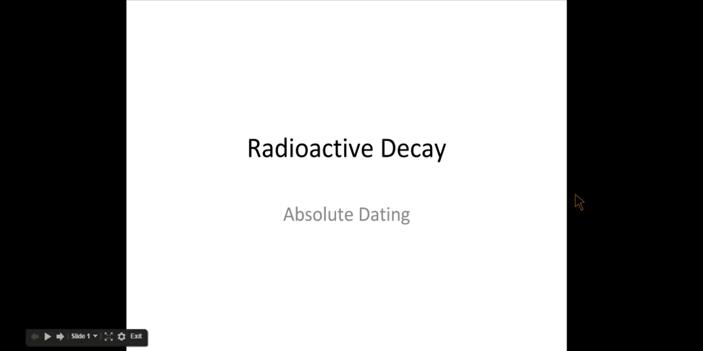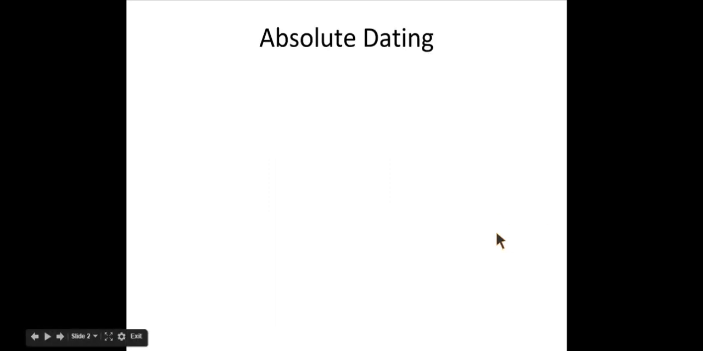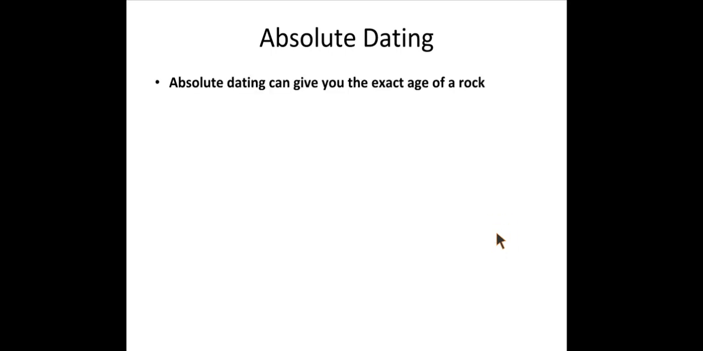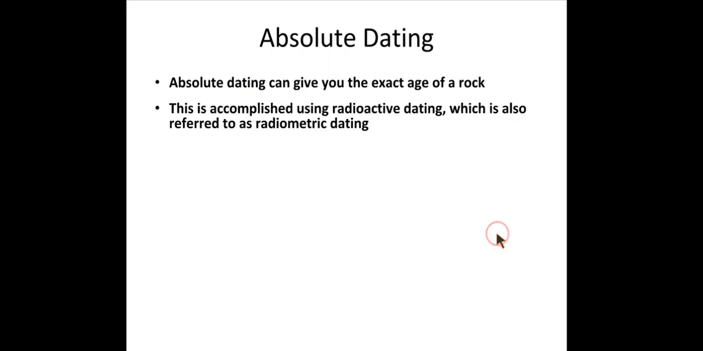In this video, you're going to be learning about radioactive decay, and it's a form of absolute dating, so we need to discuss what absolute dating is first. You have already studied relative dating, and basically we took a look at rock layers and we decided which is the oldest, which is the youngest, or how old are they relative to each other.